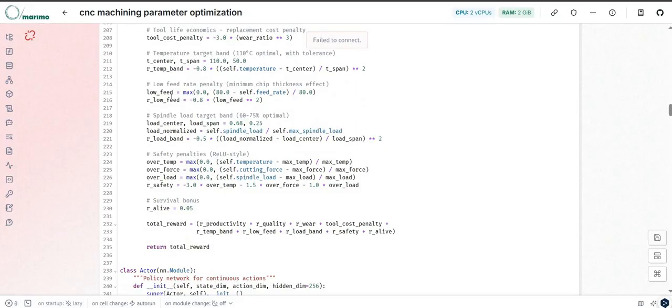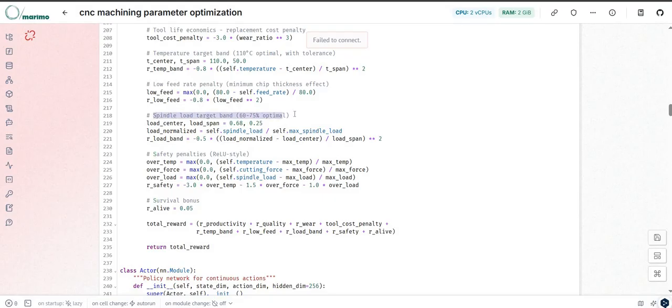And there is also a penalty for too low feed rates. If the feed is below 80 millimeters per minute, we compute the difference from 80 divided by 80 and square it. The penalty is then minus 0.8 times that squared value. This reflects the minimum chip thickness effect, where very low feeds hurt efficiency.